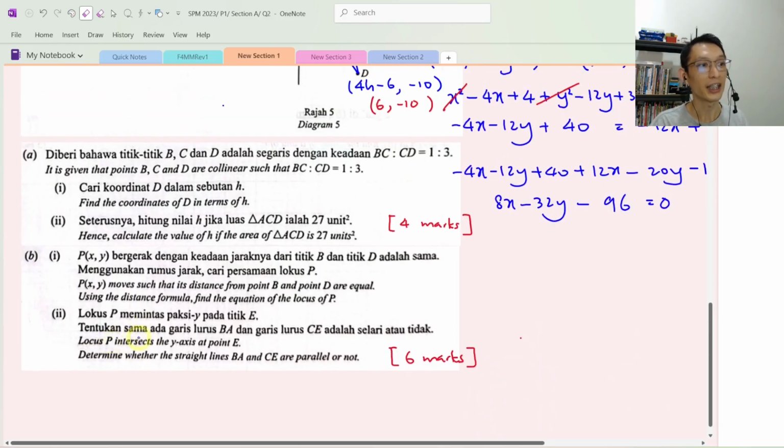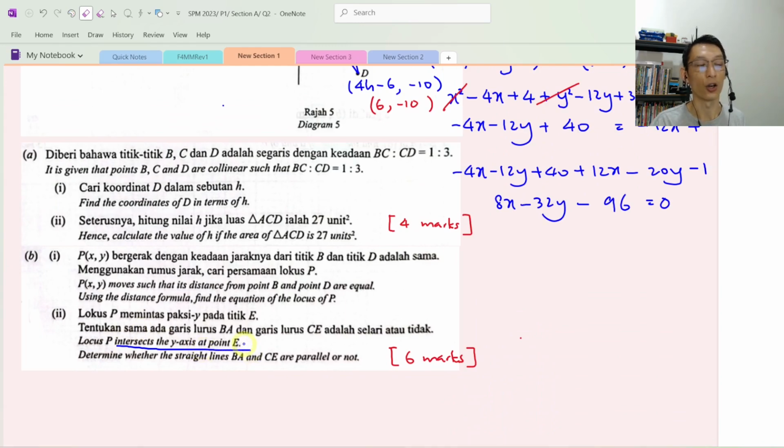Locus P intersects the y-axis at point E. So on the y-axis, x equals 0, right? Determine whether the straight lines BA and CE are parallel or not. So if you want to know whether BA and CE are parallel, we need to find their gradient. The gradient for BA, and the gradient of CE, compare their gradient. If their gradients are the same, then they are parallel. If their gradients are different, then they are not parallel to each other.